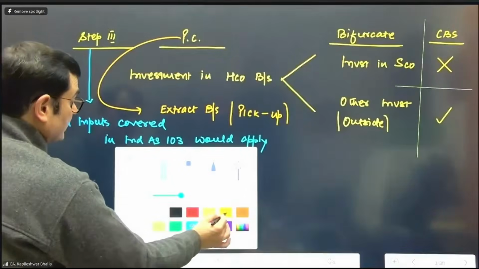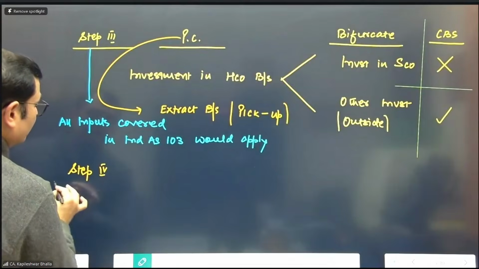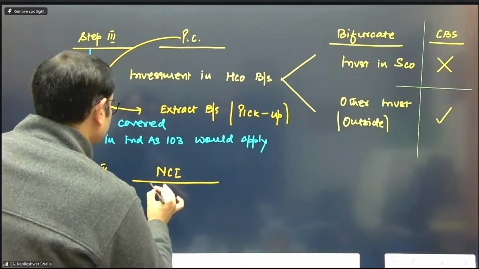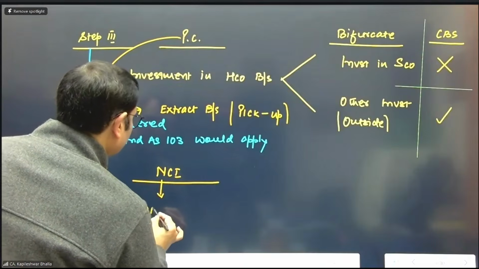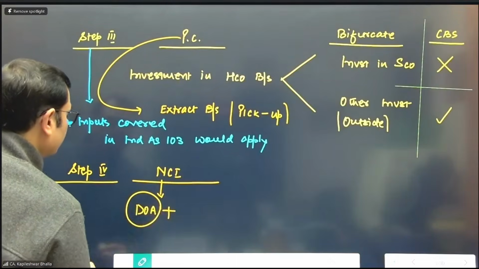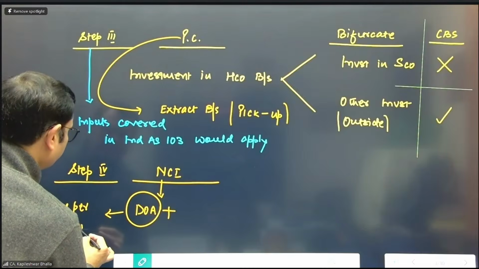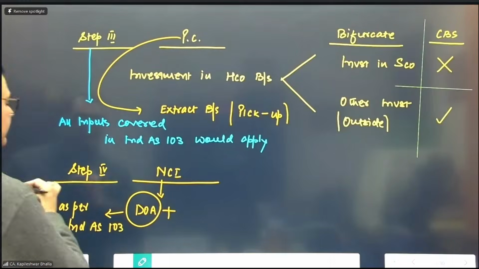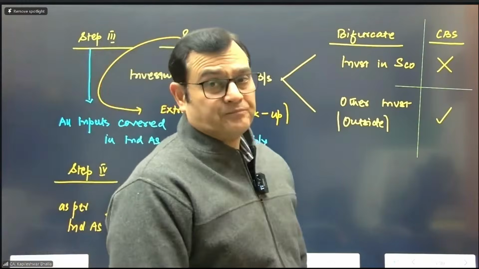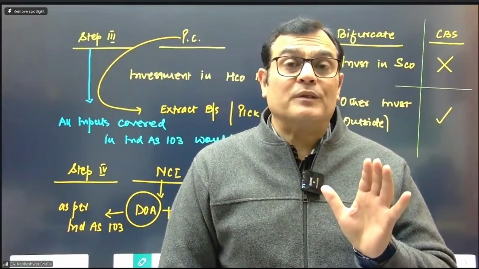Next, we come to step number 4. In step number 4, we are calculating the NCI. As far as the NCI is concerned, you will take the NCI on the date of acquisition. When you consider the NCI on the date of acquisition, it is going to be as per Index 103. That means either at fair value or at PUSNA. So all the figures will be taken accordingly, completely as per 103.